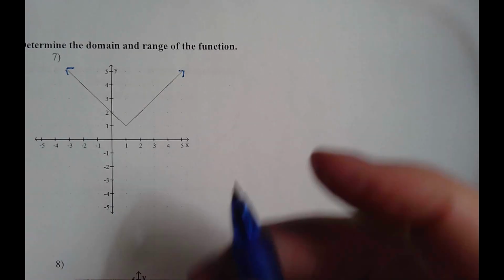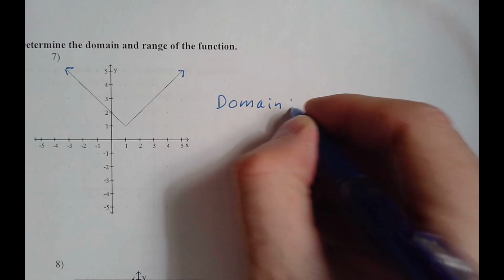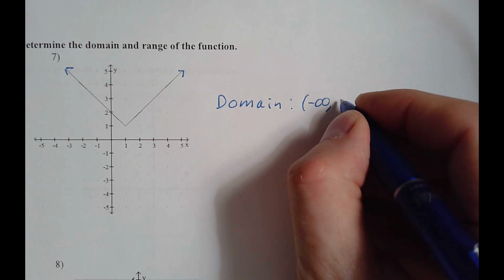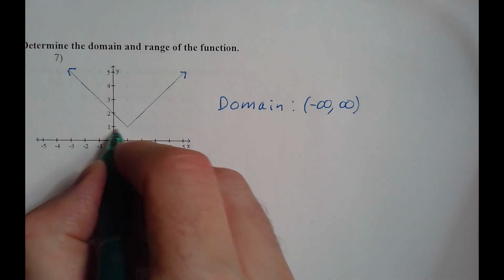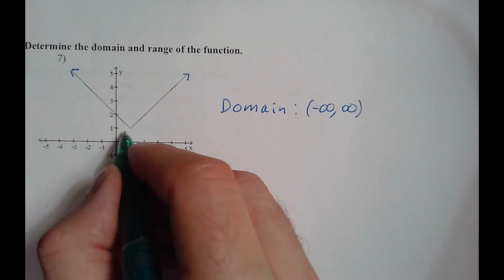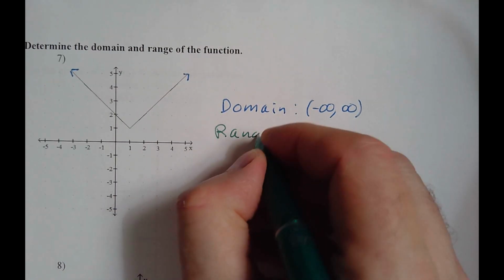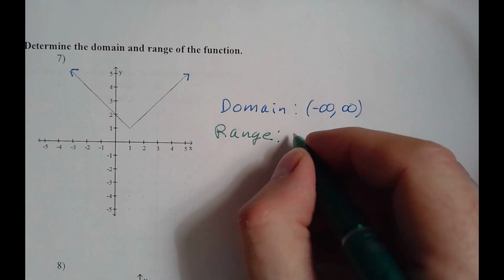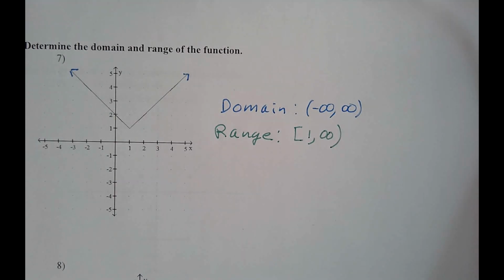So from left to right, our domain is negative infinity to positive infinity. For a range, this is going from bottom to top. This is starting at 1 and goes on forever, and we're going to include that 1. So that'd be 1 to infinity.